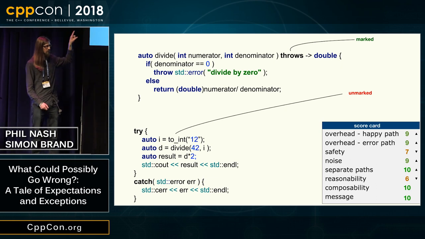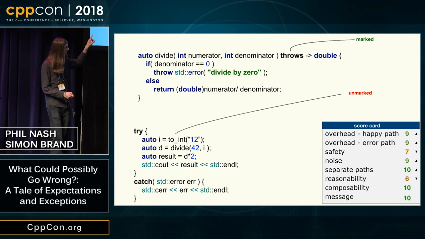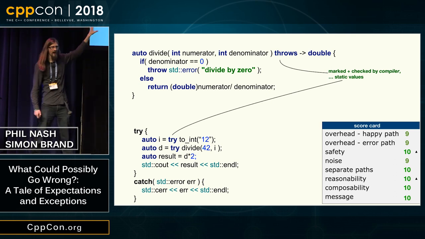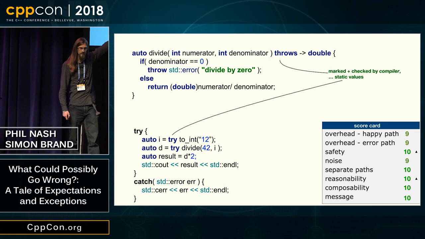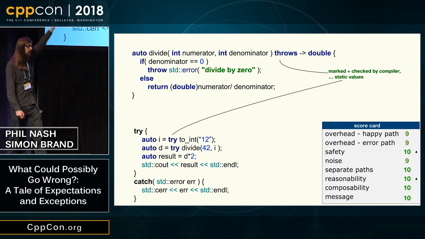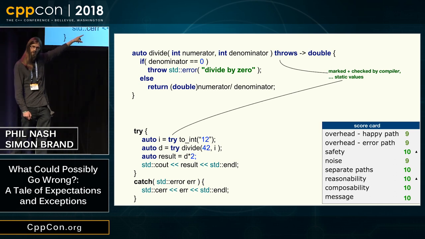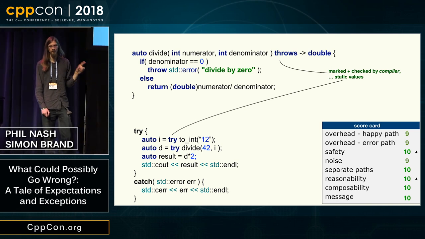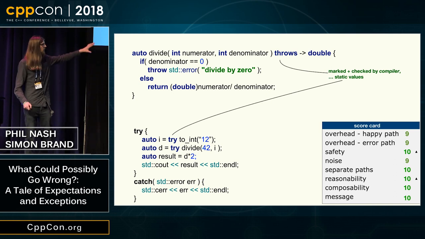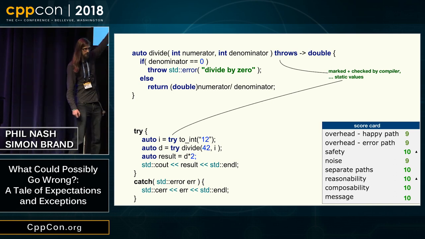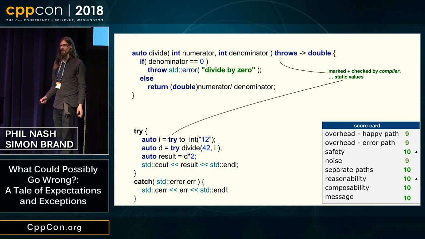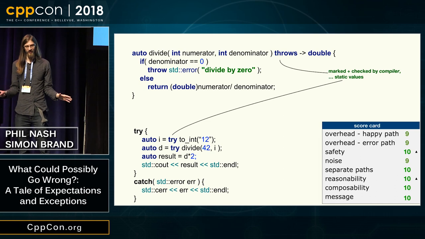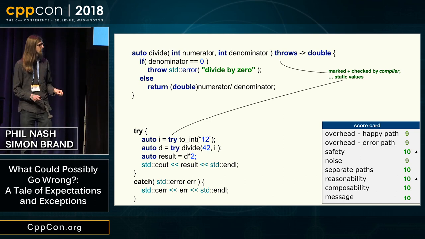Can I try something just really small? Simple change. Okay, go for it. If we just add try in here, if we have to mark these function calls with try, if your function says it throws, then you have to mark the call with try, then the compiler can check this and make sure you've done it right. So now if I forget to say, oh, look, this function could throw something, the compiler says, no, you need to think about this. I'm not going to let you forget. And that's really nice for reasonability and safety.